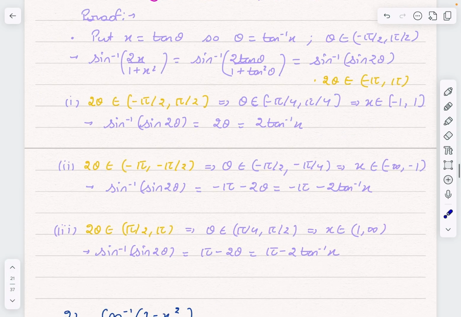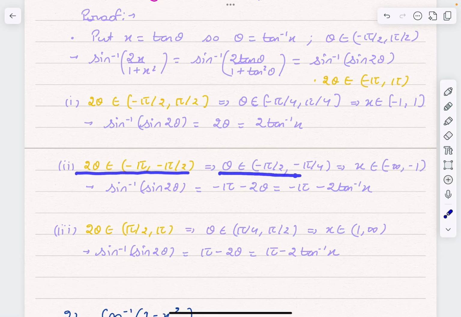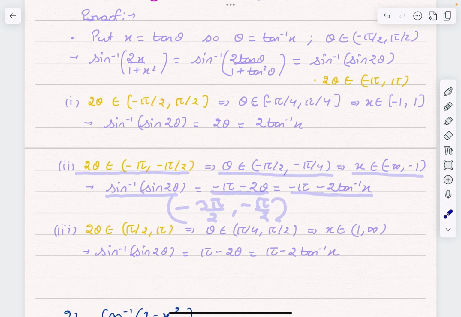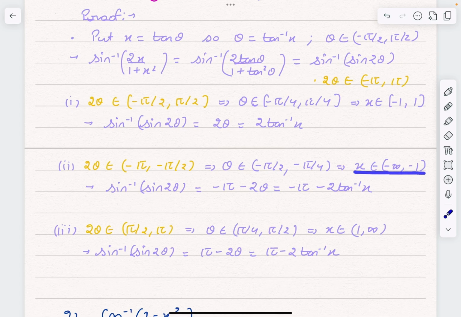Next interval I'll make when 2 theta belongs to minus pi to minus pi by 2, then theta will be minus pi by 2 to minus pi by 4. x, which is tan theta, will belong to minus infinity to minus 1. And sine inverse of sine 2 theta, if you remember, in minus 3 pi by 2 to minus pi by 2, sine inverse of sine x was minus pi minus x. So we get minus pi minus 2 theta, which will become minus pi minus 2 tan inverse x. So when x is less than minus 1, we get minus pi minus 2 tan inverse x.